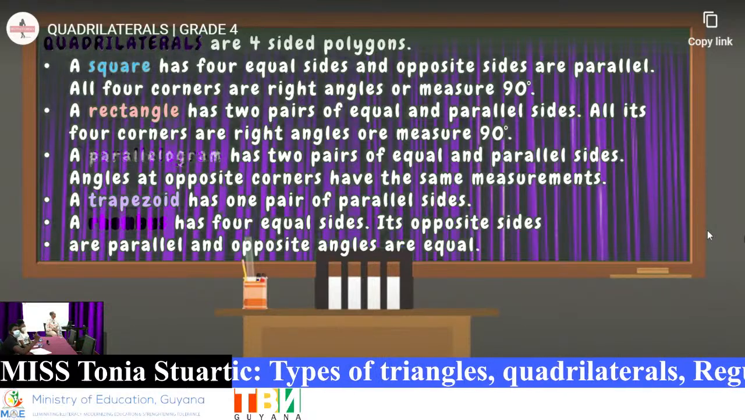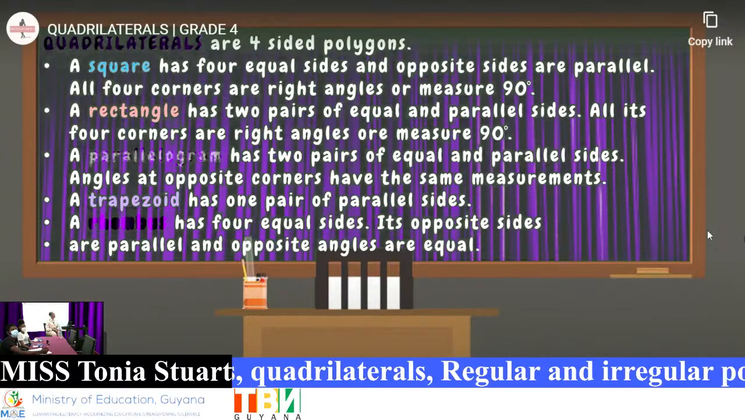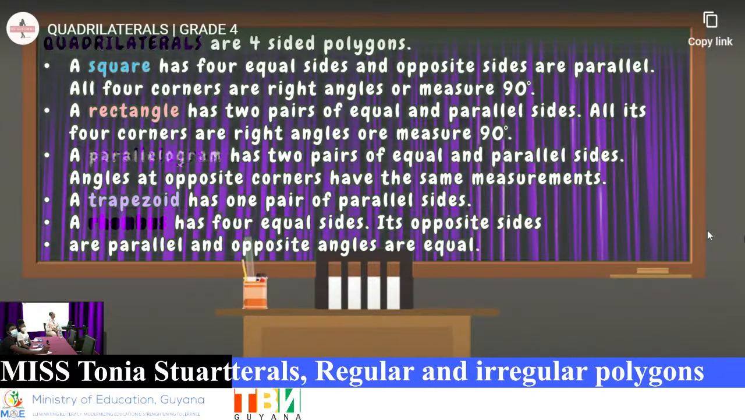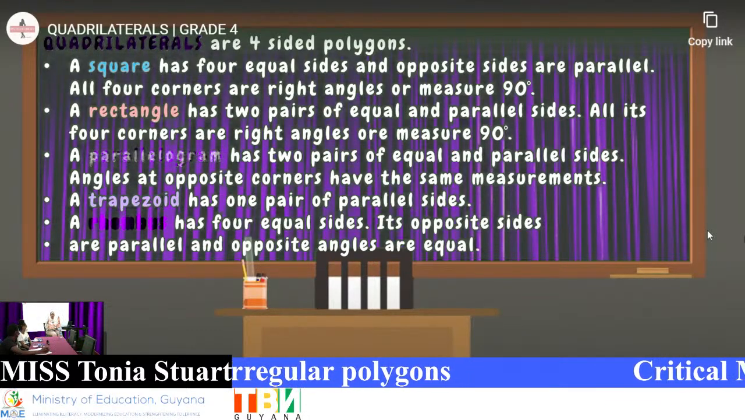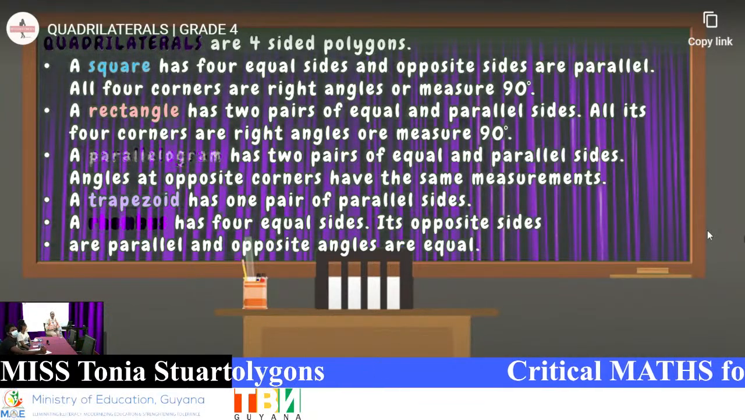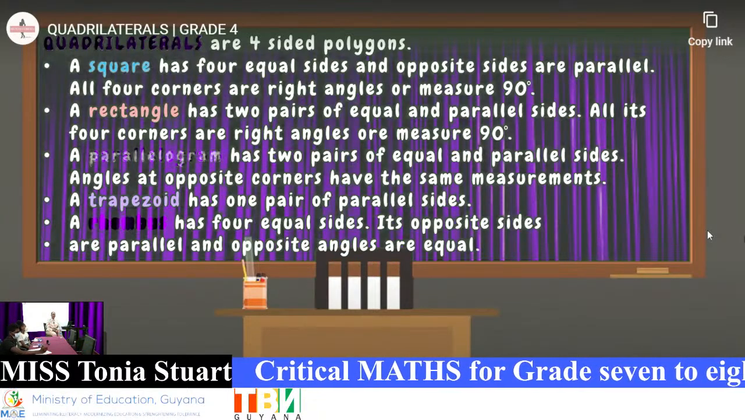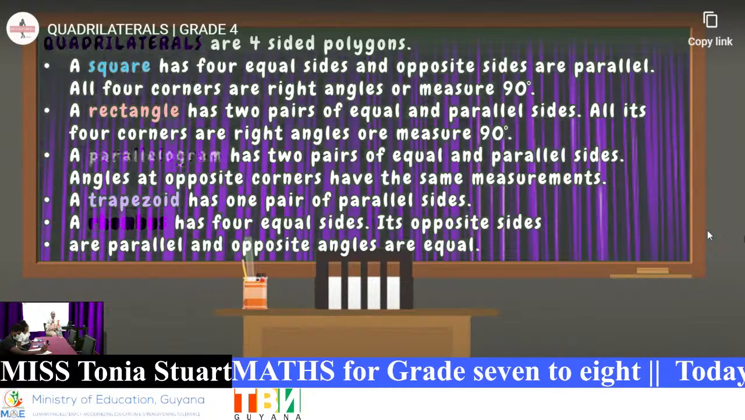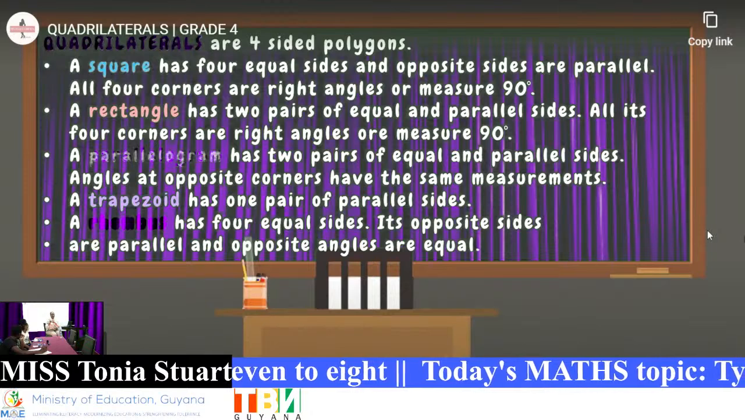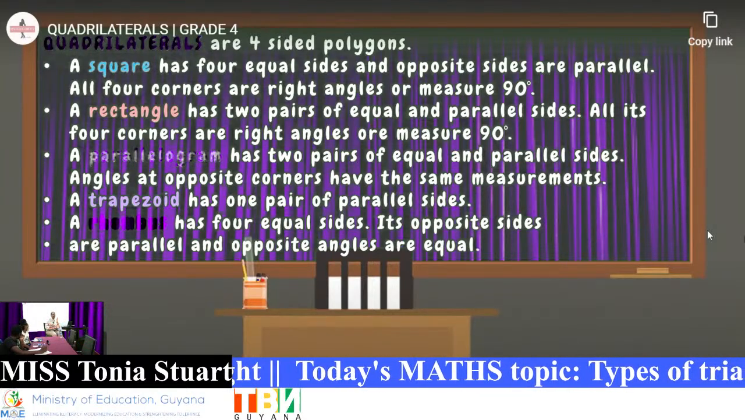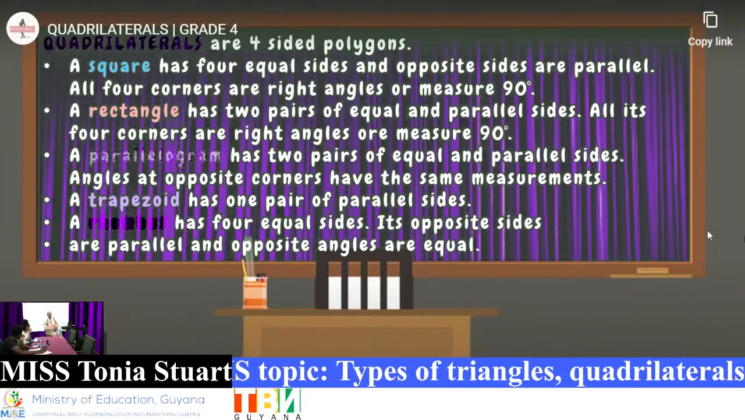Shamar, parallelogram. A parallelogram has two pairs of equal and parallel sides. Angles at opposite corners have the same measurements. Okay, so the parallelogram, you would have noticed, what was the difference from the rectangle, from the square, and the parallelogram? Anybody could remember? It's like if you took a square, sorry, I should say the rectangle and a parallelogram. You took the rectangle and you shift it to the side. So it's like if you take a box and you shift it to the side.